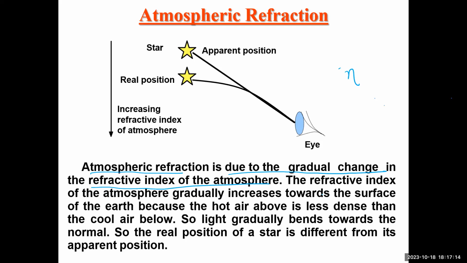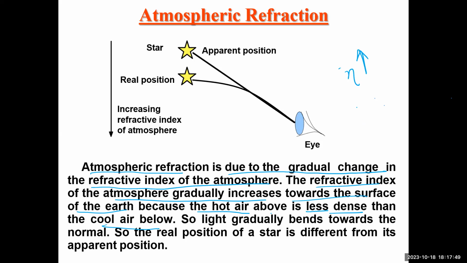So see, the refractive index of the atmosphere gradually increases towards the surface of the earth because the hot air above is less dense than the cool air below. So what is happening here? This refractive index will bend towards the normal, as the refractive index of the atmosphere gradually increases here. Why is it going to increase? Because of the Earth's surface, what's actually happening?